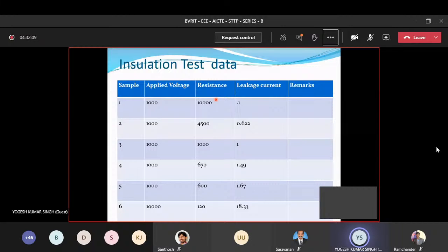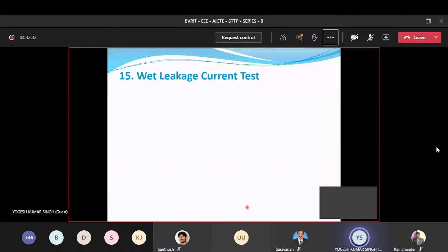Then again we applied 1000 volt, and in that condition the resistance is 4400, and the leakage current is this one. So this is the different type of sampling where we are getting the applied voltage, and if you apply the voltage more than 10,000 volt, the resistance is 120, and in that condition the leakage current is very high.